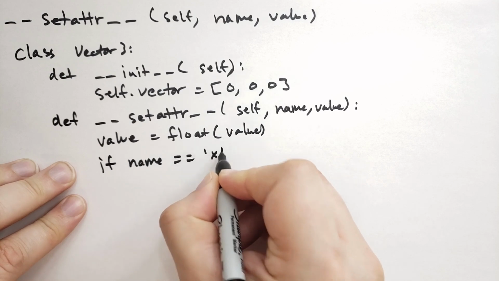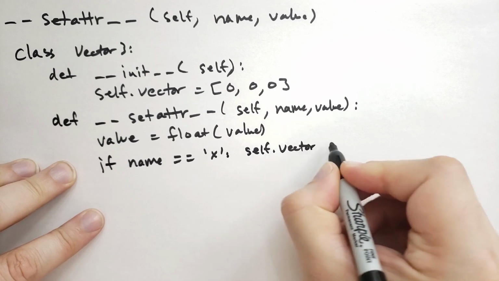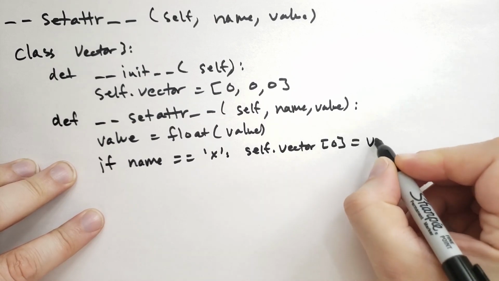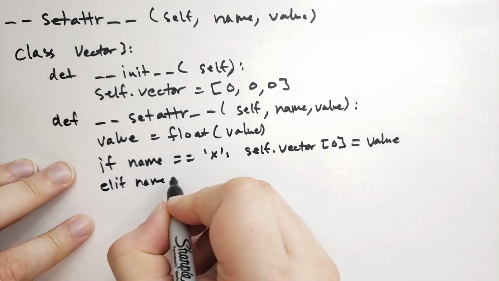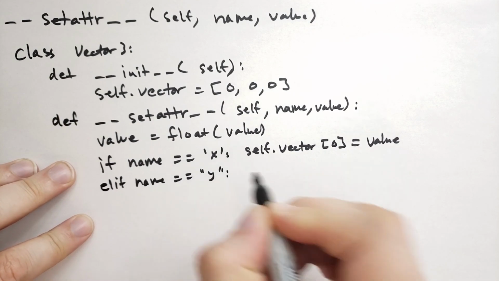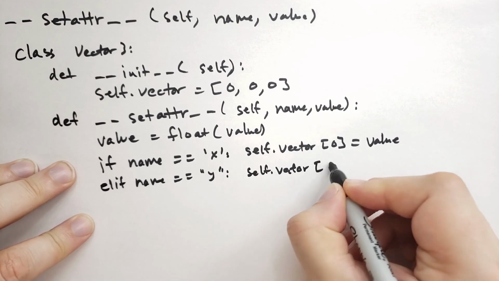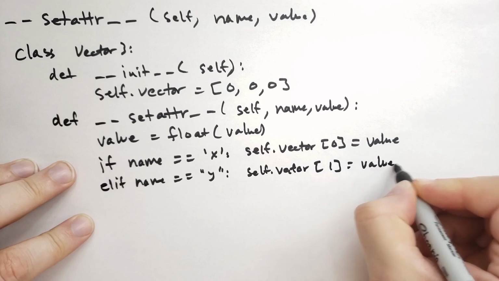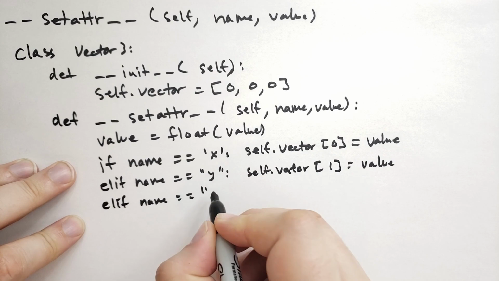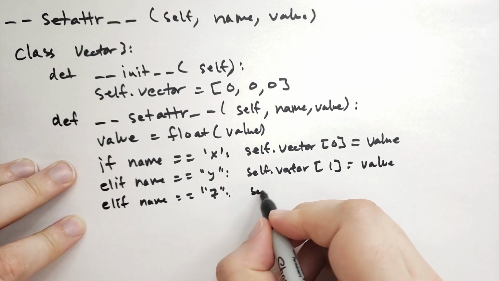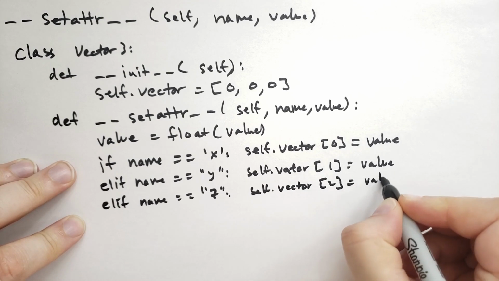If the name is equal to x, then we're going to say self.vector[0] is equal to the value. And if that name is equal to y, then we're going to say self.vector[1] is equal to the value. And as you might imagine, if the name is equal to z, then self.vector[2] is equal to the value.